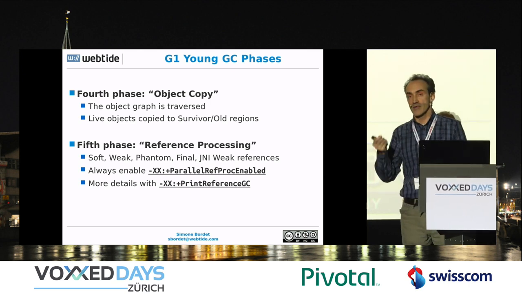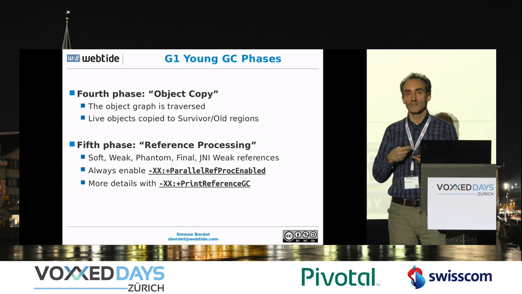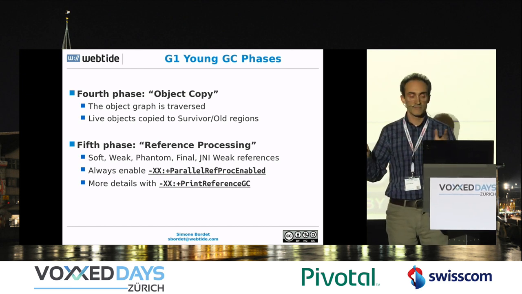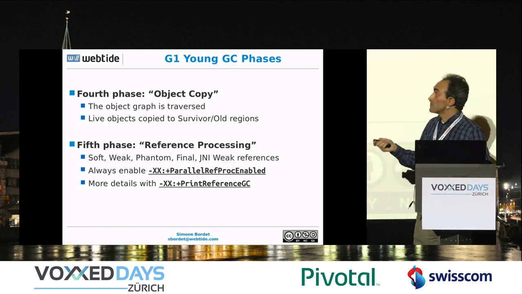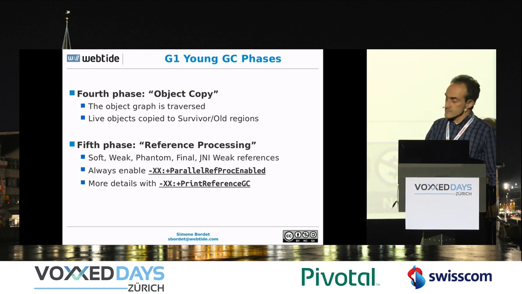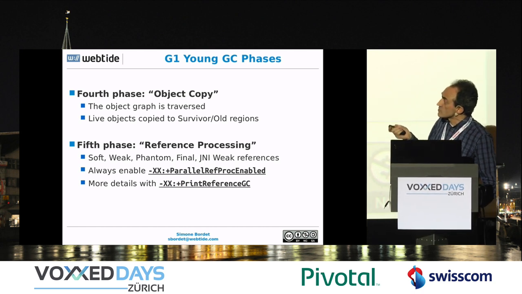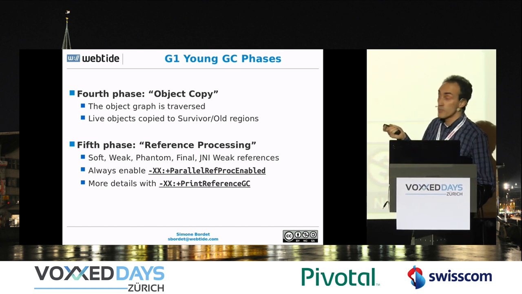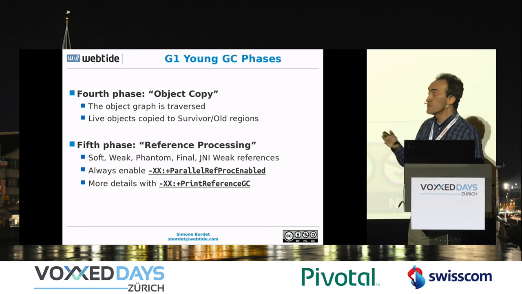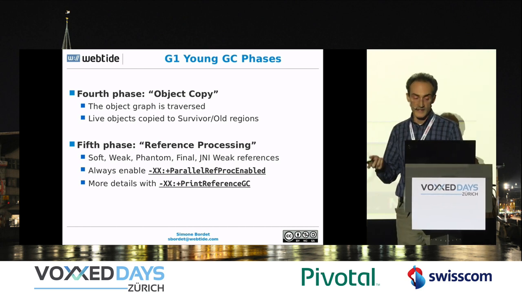And I want to know, okay, this is a weak reference. Maybe the heap is full. I better clean this object, clean the weak reference, and then schedule it for garbage collection. And so I do that. You can enable these two switches if you want the reference processing to be done in parallel by multiple threads. By default, it is done by a single thread.